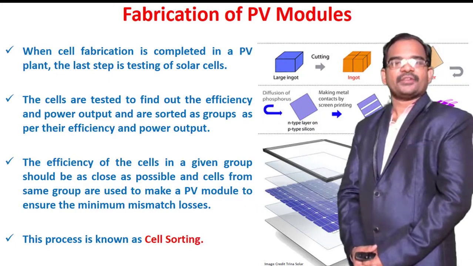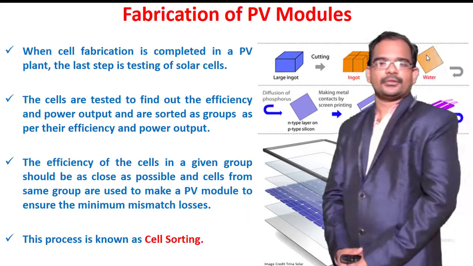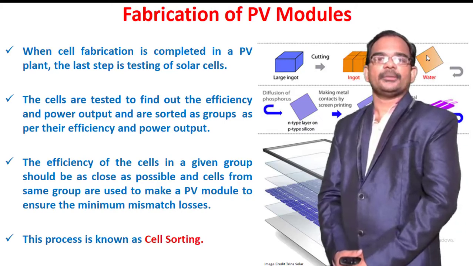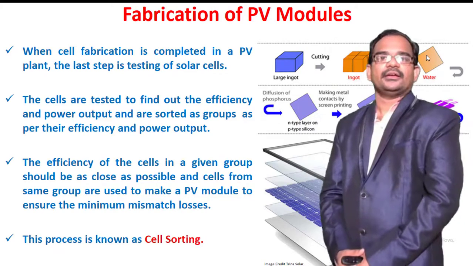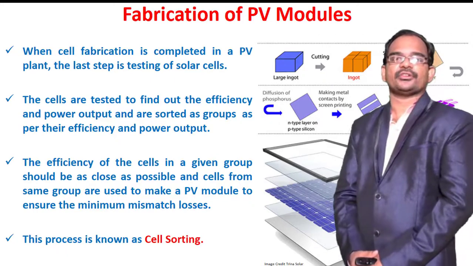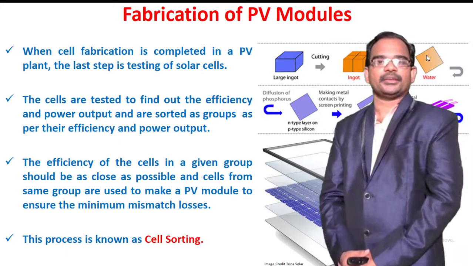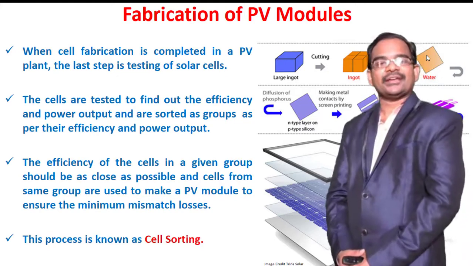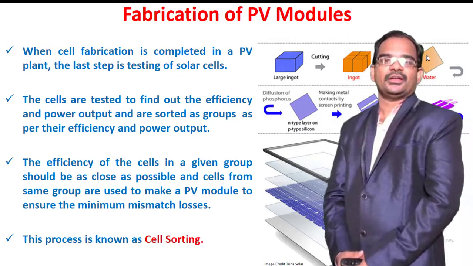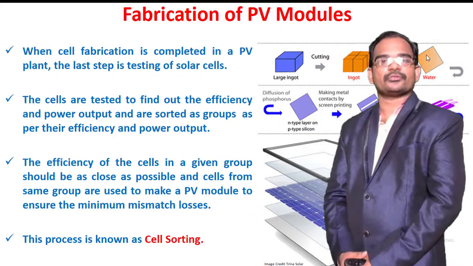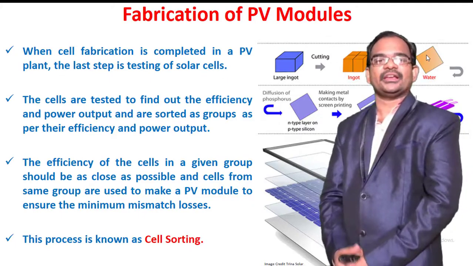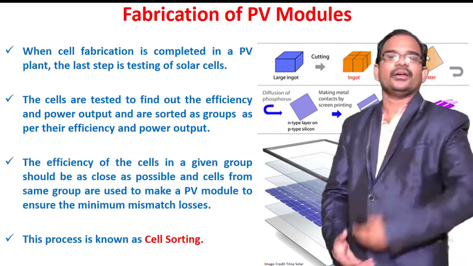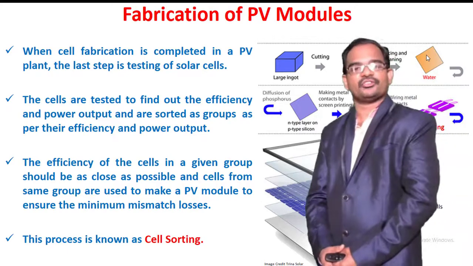For example, there are 100 solar cells which are fabricated in a solar PV plant. Now we have to sort them into different groups in such a way that I take cell number 1 and find out its efficiency. It comes out to be 17%. Now I place this solar cell number 1 in box number 1. Now I will take a second cell and calculate the efficiency. I came to know that the efficiency of this solar cell is 17.5%. Now I will keep this solar cell, which has 17.5% efficiency, also in box number 1, in which previously I have placed the 17% efficient cell.